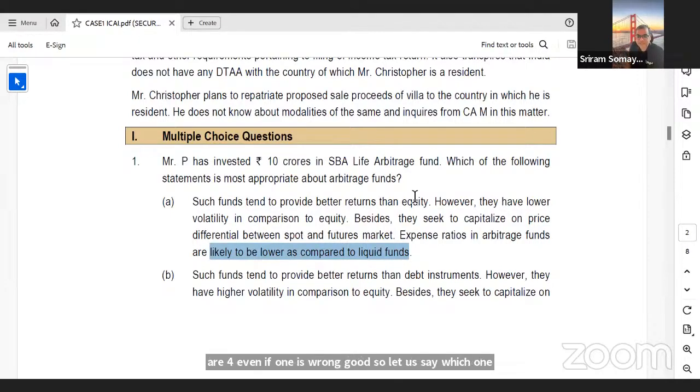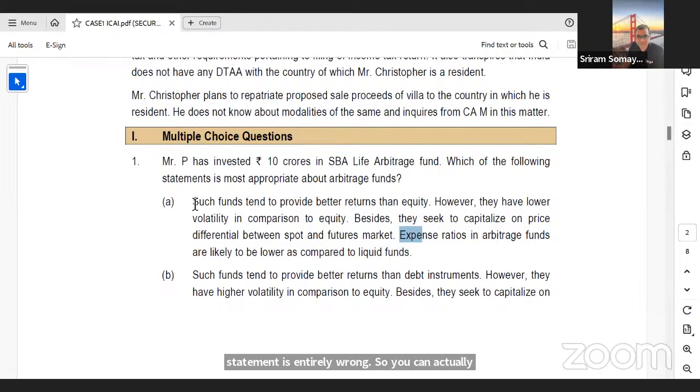Expense ratios in arbitrage funds are likely to be lower as compared to liquid funds. That is wrong. Why? Liquid funds deploy money in debt instruments and money market instruments. So when they deploy money in debt and money market instruments, there is no massive allocation activity that happens. Expense ratio will be higher when you have a massive allocation activity, like you have to do a lot of research to figure out which company to invest, what is the equity stock, mid cap, small cap, and all of that. So that particular statement is entirely wrong. So you can actually reject point number 1.